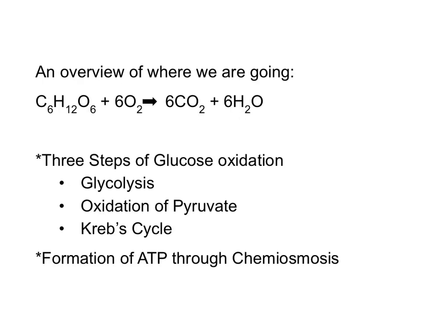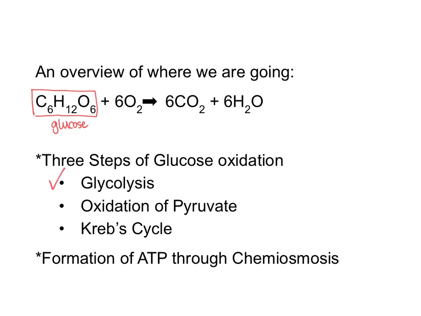So let's quickly review where we are going. We have the equation for cell respiration here, and we saw how the process of glycolysis started with glucose. The process of glycolysis broke the glucose down into pyruvate, and we did not see the utilization of oxygen, nor was there any carbon dioxide produced. That is because glycolysis is only one of 3 steps of glucose oxidation and breakdown.